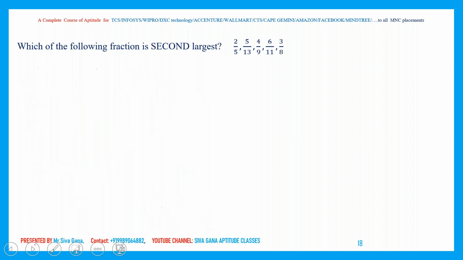Just to see. Which of the following is the second largest? 2 by 5, 5 by 13, 4 by 9, 6 by 11, 3 by 8. Similar to previous, the answer for the question is 4 by 9. Second largest.